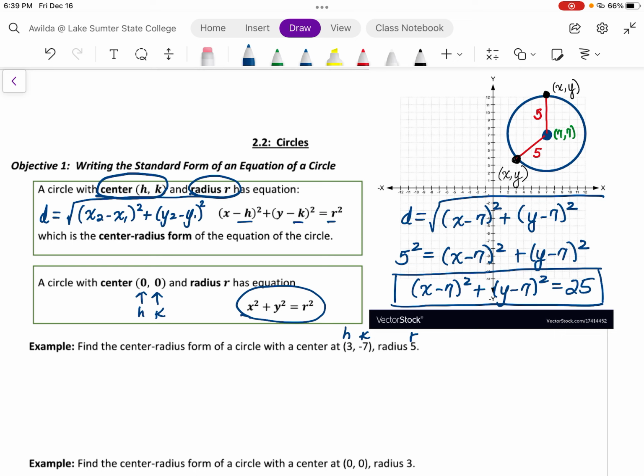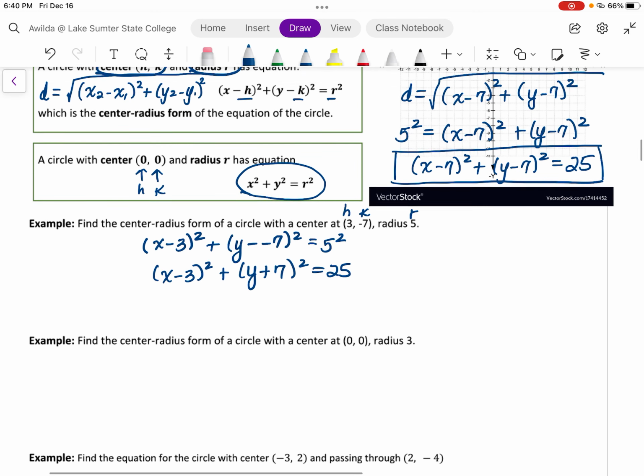If we substitute these values into the equation above, we get (x - 3) quantity squared plus (y - (-7)) quantity squared is equal to 5 squared. Let's clean this up a bit so that it looks more simplified. The equation of the circle is (x - 3) quantity squared plus (y + 7) quantity squared is equal to 25.